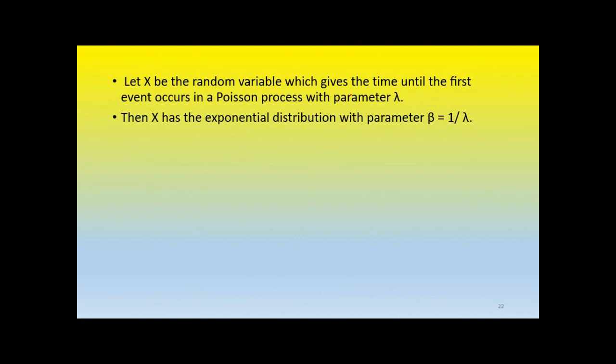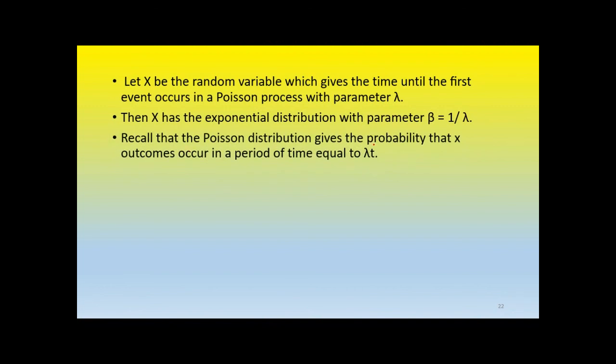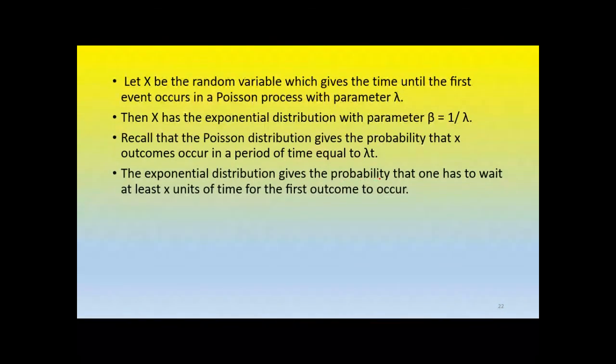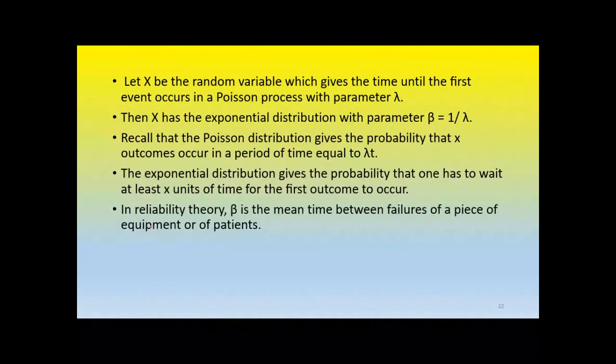But the Poisson distribution deals with the average. Poisson is a discrete process, exponential is a continuous process. The Poisson process distribution gives the probability that x outcomes occur in a period of time equal to lambda t. The exponential gives the probability that one has to wait at least x units of time for the first outcome to occur. That's the difference between Poisson and exponential. In reliability theory, beta is the mean time between failures of a piece of equipment or of patients.